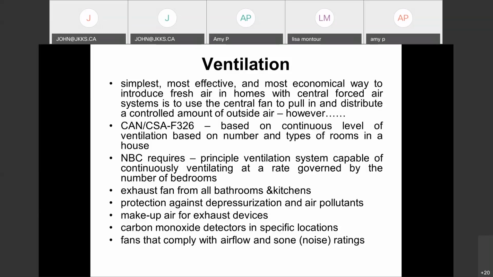So these things are really make up air for exhaust devices. For example, if we're pushing air out, exhausting air out, we need make up air coming in. This is where things such as the HRV and ERVs become generally fairly efficient at doing that.